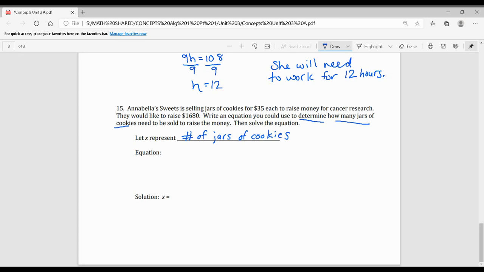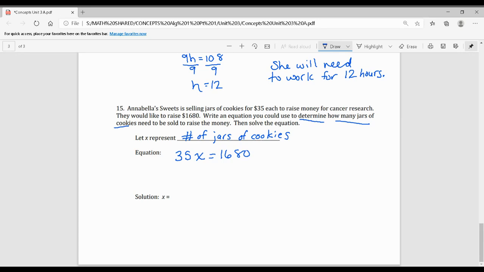Yeah. So you are right of what you're going to have to do, but let's first come up with the equation. So remember, an equation has an equal sign. So I know that each jar of cookies is $35. So what my equation is going to be is that 35 times the number of jars I have, which is X, will equal 1,680.